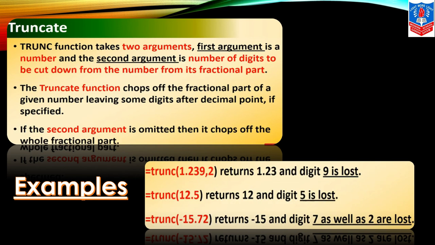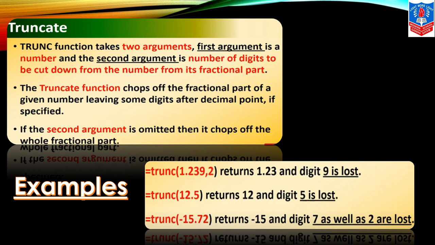Let's see. First example is equals to trunc in bracket 1.239 comma 2. So it returns in output 1.23. Okay, so the digit 9 is lost. Trunc 12.5. So we are not giving the second argument, comma देकर हमने कोई argument नहीं दिया बच्चों यहाँ. So here 12 output would be only 12.5 will be lost.